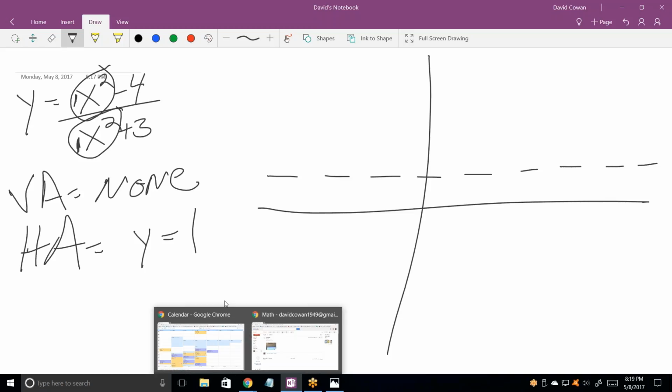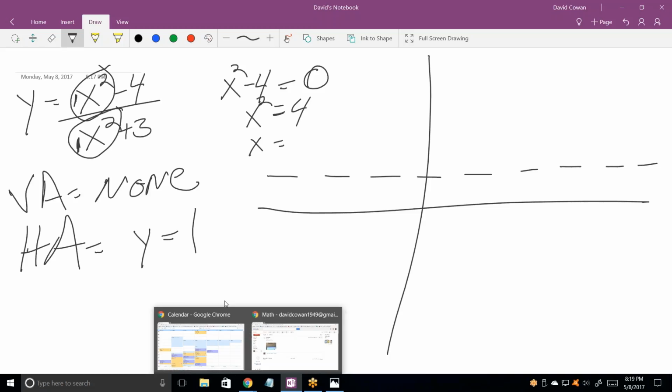How about x-intercepts? We'll go in the same order they went before. We got the vertical asymptote, we got the horizontal asymptote. How about x-intercepts? You would look at the numerator for that. What makes x squared minus 4 equal to 0? Well, that means x squared would be equal to 4. What's x?